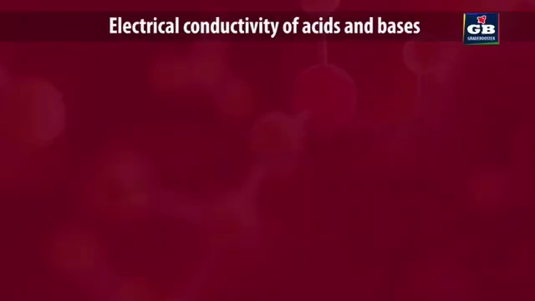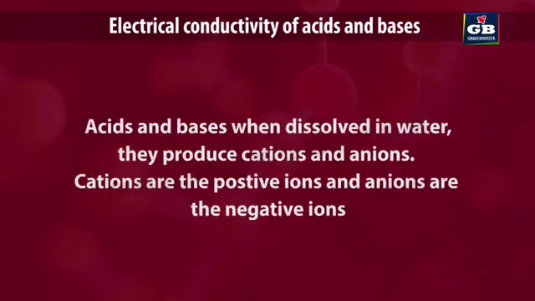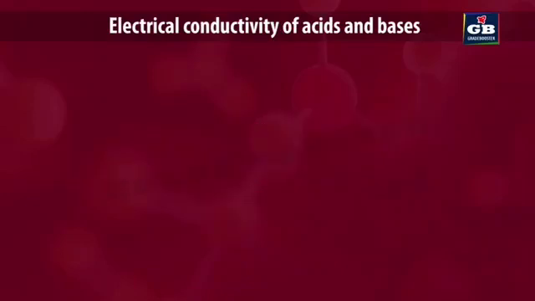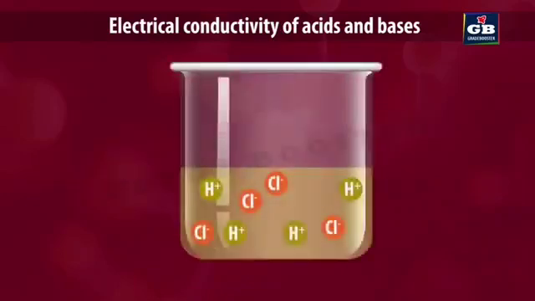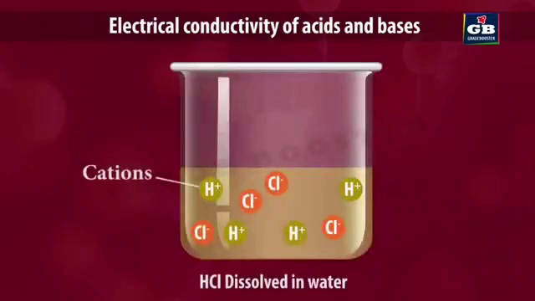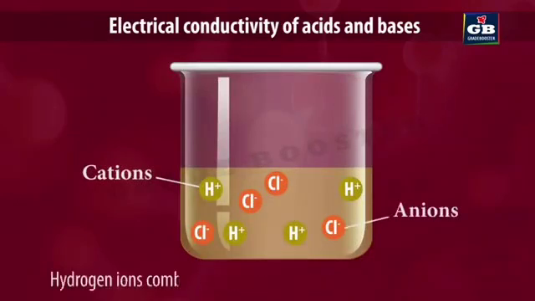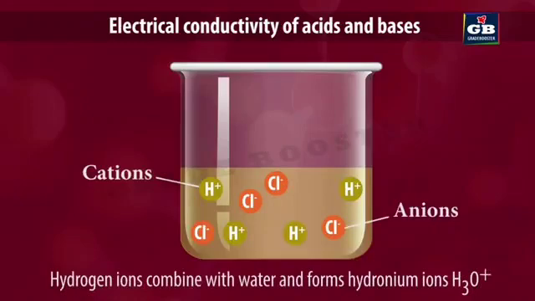Do you know why? Acids and bases, when dissolved in water, produce cations and anions. Cations are the positive ions and anions are the negative ions. When HCl is dissolved in water, it produces cations as H+ ions and anions as Cl- ions. Anyway, the hydrogen ions cannot exist alone, so they exist in the form of hydronium ions.